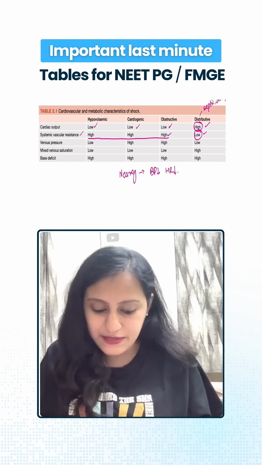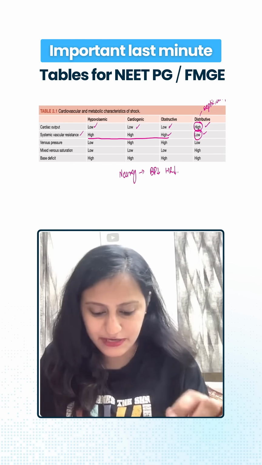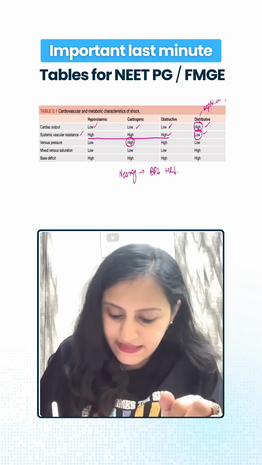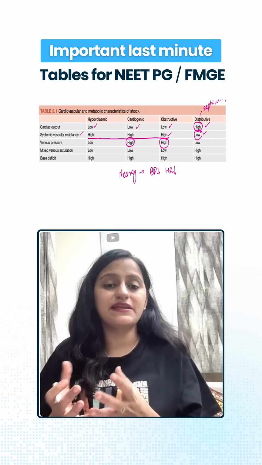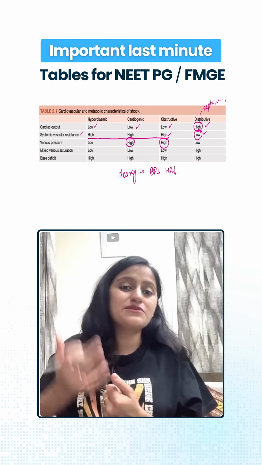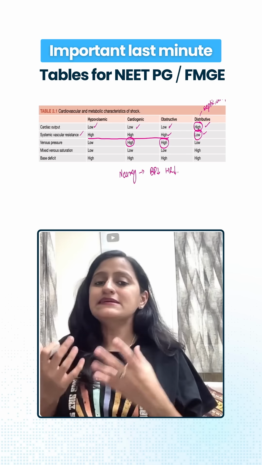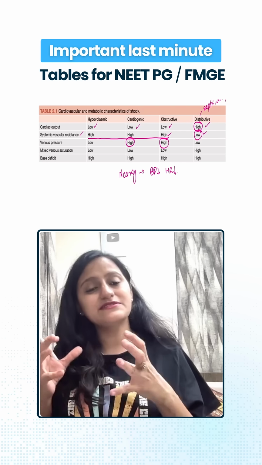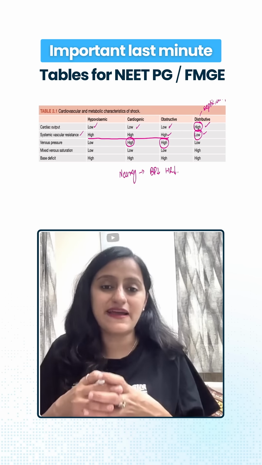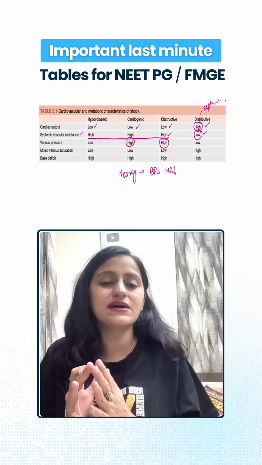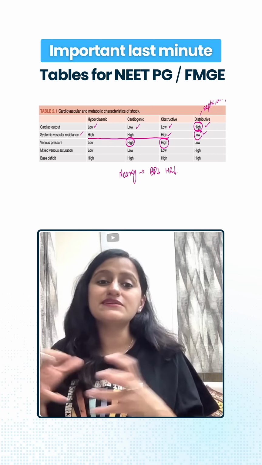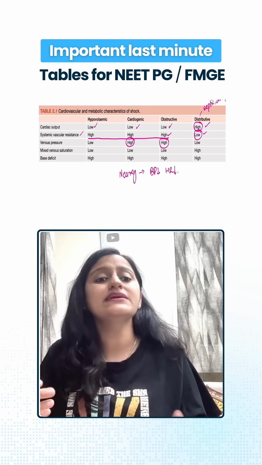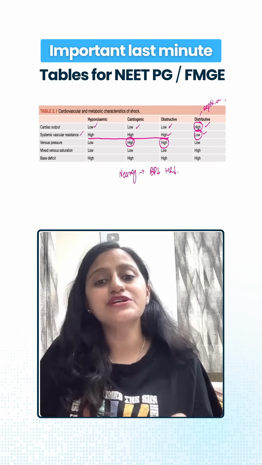Now the next part that you can see here is the venous pressure. Venous pressure is high in cardiogenic and obstructive shock. Cardiogenic shock is where the heart is failing, so it is not taking the blood. So there's all the backflow, so the venous pressure is high. Same as obstructive shock. The difference is that in obstructive shock, there is some extrinsic pathology which is compressing the heart. So in cardiogenic shock, it is intrinsic cardiac pathology. In obstructive shock, it is some extrinsic cause, which is compressing the heart and preventing the heart from functioning normally.